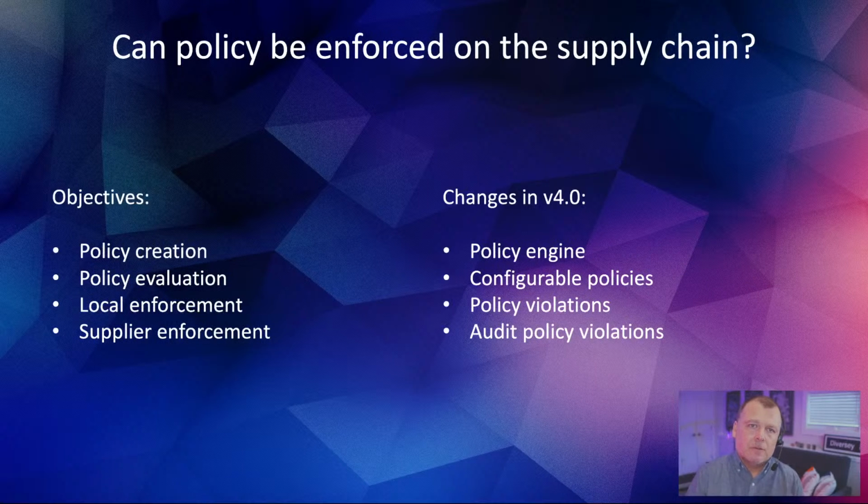The third question that we want to ask ourselves of Dependency-Track 4.x is, can policy be enforced on the supply chain? Some of the objectives here. One, we have to actually be able to create policies. Once we create policies, we need to be able to evaluate them. When we evaluate them, how do we enforce them locally within my team, within my organization? But how can we also enforce it more broadly across multiple suppliers in my supply chain? What does that look like? I don't know the answers to this. It's just one of the objectives.